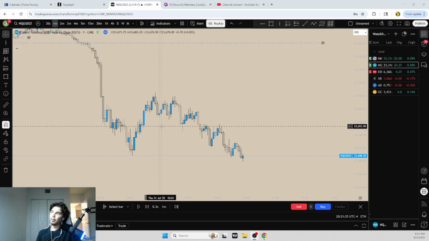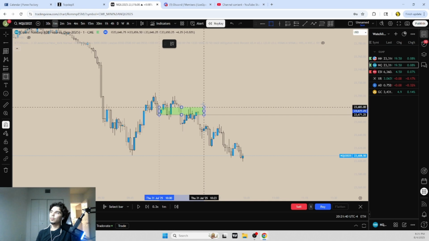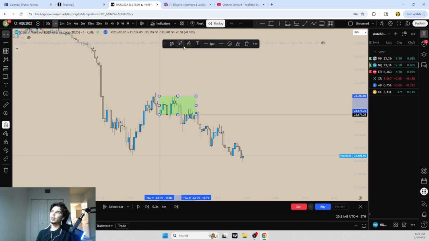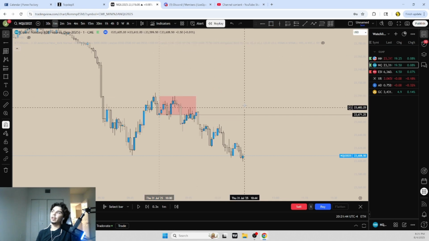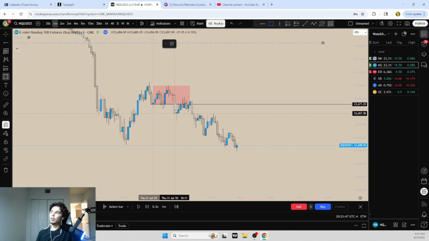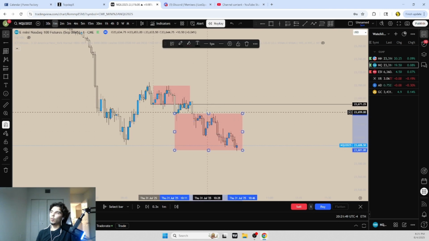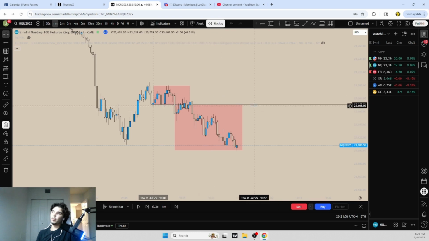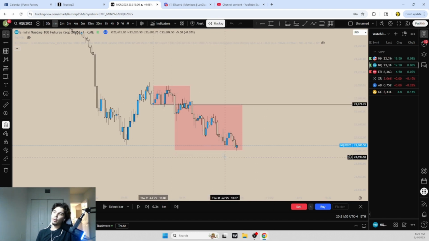What happens at 10? Well, 10's just chopping a little bit. We don't really manipulate into anything, right? But let's say 10 a.m. opens at this black line right here. This is all essentially our manipulation leg. And then this is going to be our distribution leg, right? Why? Because what does this black line represent? Well, that's the 10 a.m. open. We open high and we end up closing low.